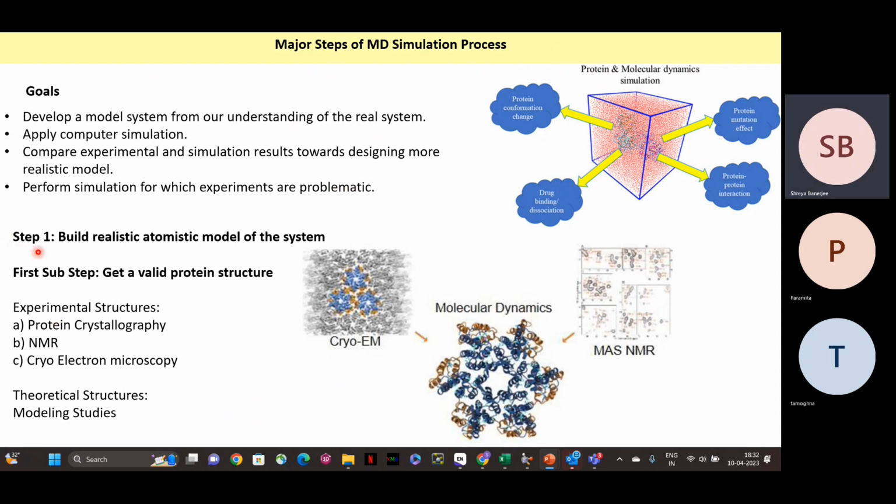So the basic steps of simulation. The first step is to build a realistic atomistic model of the system. In this first step, there are several sub-steps. The first sub-step is to get a valid protein structure. This can be gotten from different experimental studies like protein crystallography, NMR, or cryo-electron microscopy, or even from theoretical studies like modeling studies. Using these, a valid initial protein structure is built.